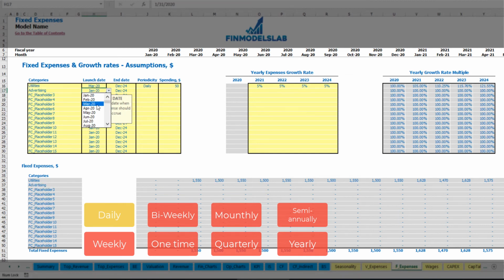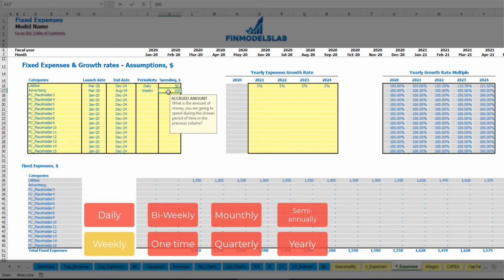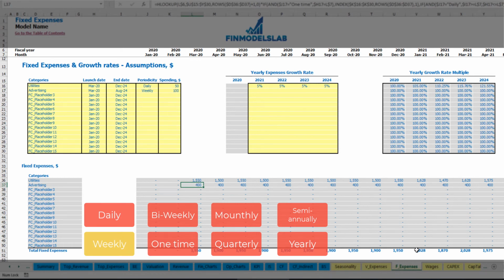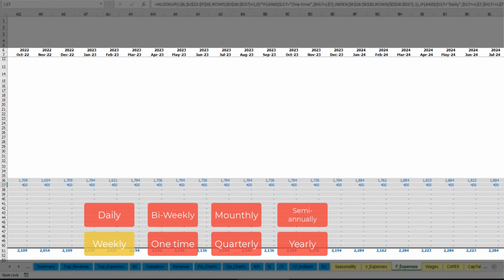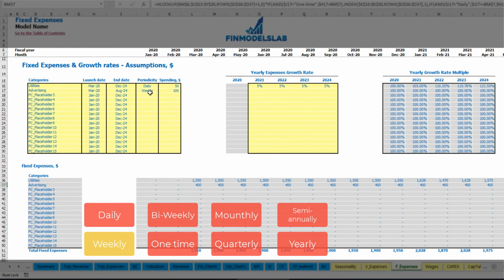Let it start in March and finish in August 24. This will be on a weekly basis with an amount of $100 without any growth. So starting from March till August 24, you have $400 per month, which is 4 weekly payments each month. And that's it.